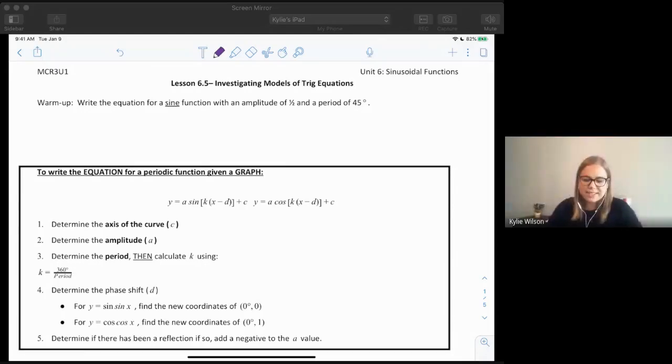So for this lesson, we're going to be continuing on with our trig functions, and we're going to be investigating the models a little bit. We've kind of alluded to this lesson in previous lessons, but we're just going to look at our equations and make some final connections between sine and cosine. So before we start, let's do a little bit of a warm-up to refresh ourselves with how to find our key features.